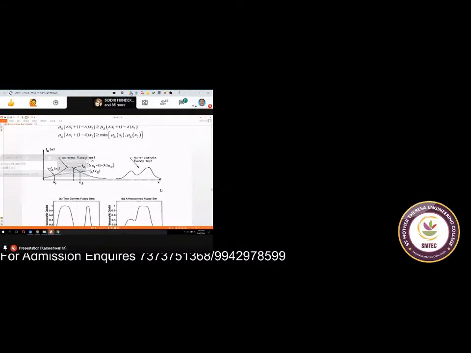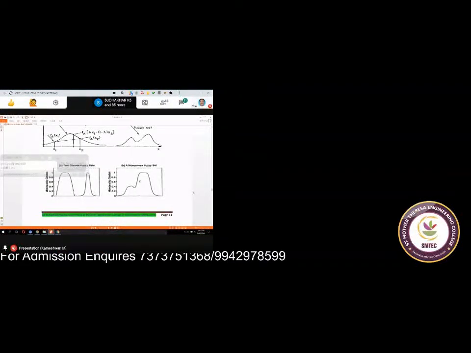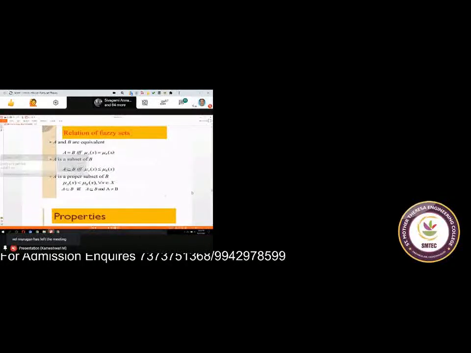This is the non-convex fuzzy set. These are other examples of convex fuzzy sets. This is the non-convex fuzzy set because when you take an element here and try to join those two elements, one element is outside and the other is inside. The complete line segment cannot lie inside this region. Therefore, convexity fails. And relation of fuzzy sets, already we have seen equivalent, subset and proper set.